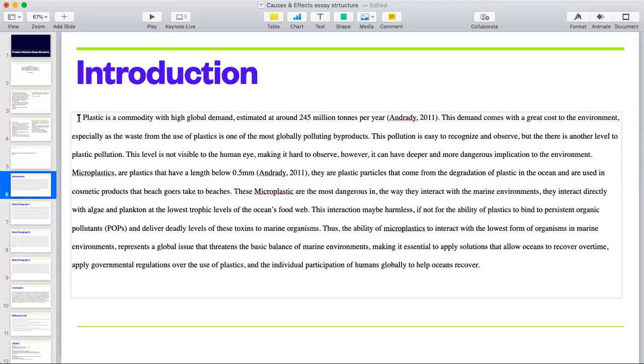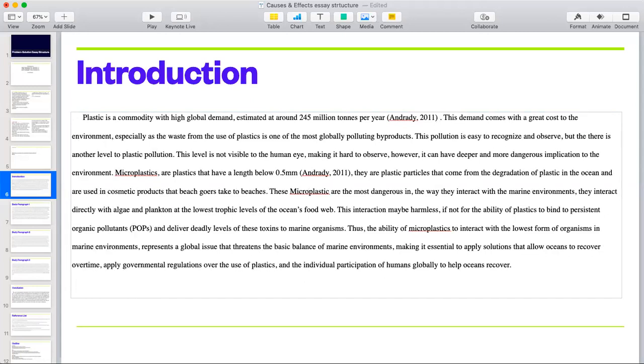Plastic is a commodity with high global demand, estimated at around 245 million tons per year. And then citation. What kind of sentence is this? What do we call this sentence? Who can tell me?